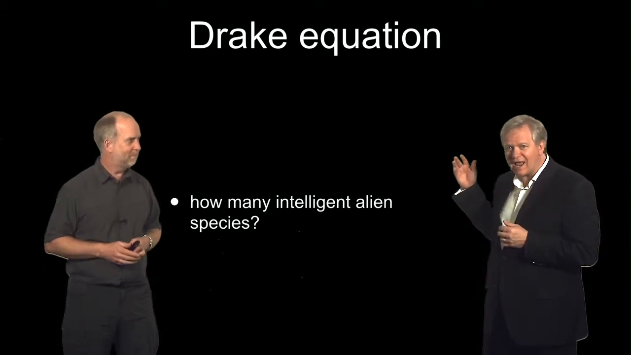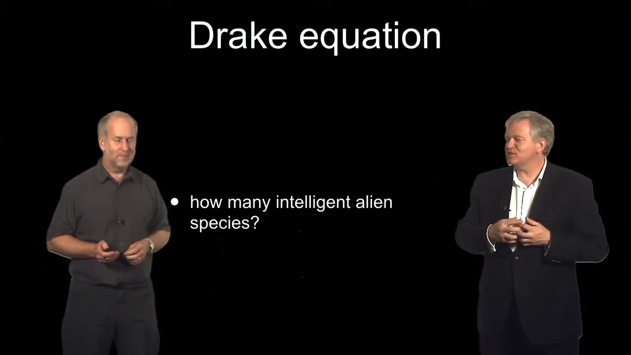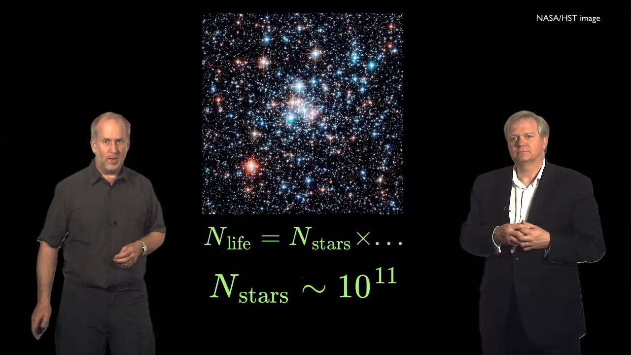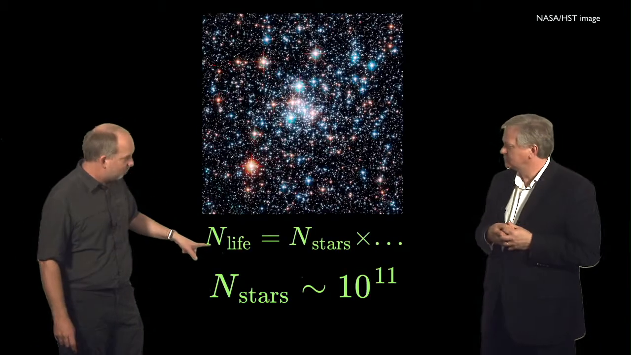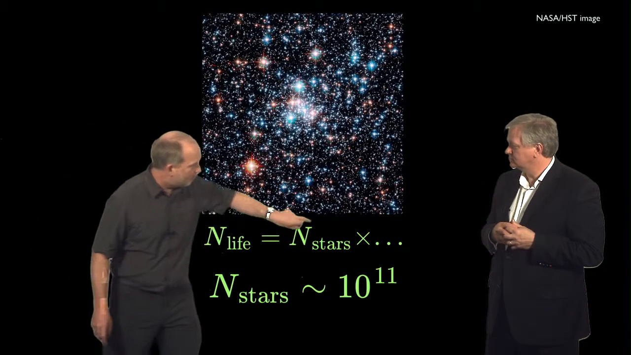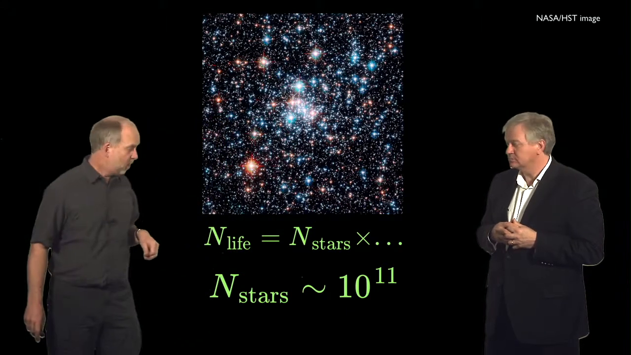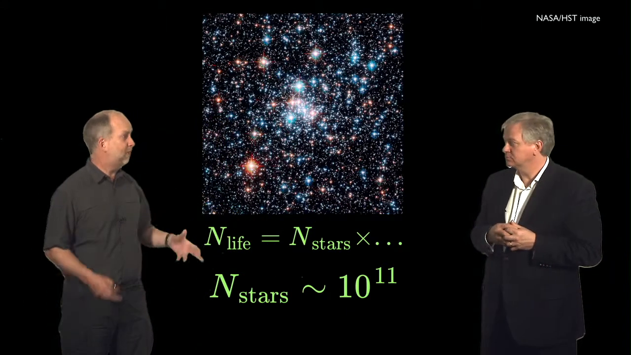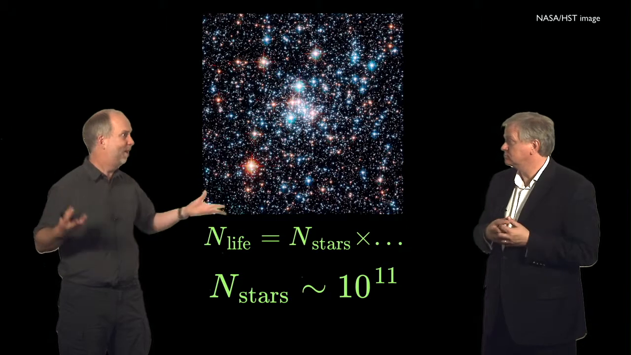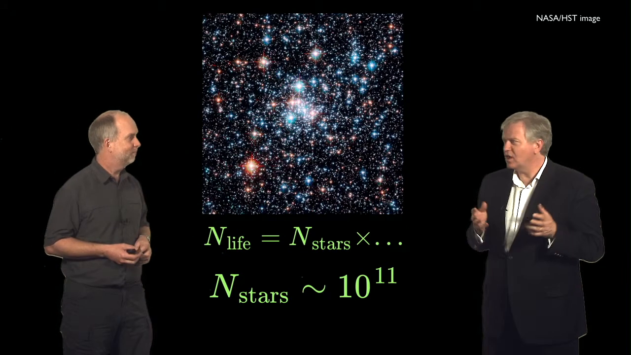So we're going to try to figure out how many intelligent alien species are out there. Okay, so we're going to have an equation with the number of intelligent life forms that's going to be a whole bunch of different things multiplied together. So we'll start off with the number of stars. Clearly, if there are more stars, there's going to be more life forms out there. And boy, there's a lot of stars out there.